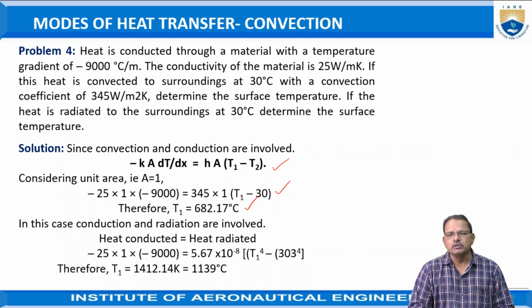In this case, conduction and radiation are involved. The heat conducted is equal to the heat radiated. From this relationship we got −25 × 1 × (−900) = 5.67 × 10^-8 × (T1^4 − 306^4). From this relationship we got T1 = 1412.14 degree Kelvin, which is also equal to 1139 degree centigrade.